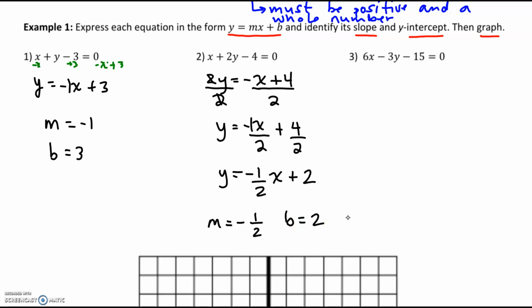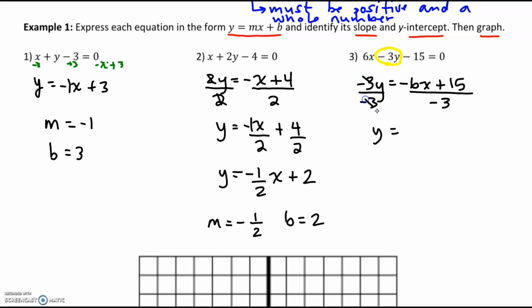All right, let's look at the last one. 6x minus 3y minus 15 equals 0. So I have to leave the 3y where it's at. We need to remember, based on our first unit polynomials, that it's not 3y, it's negative 3y. So I'm going to leave the negative 3y where it's at. I'm going to subtract 6x from both sides and add 15 to both sides. So now I need to get rid of this times negative 3. So I will divide both sides by negative 3.